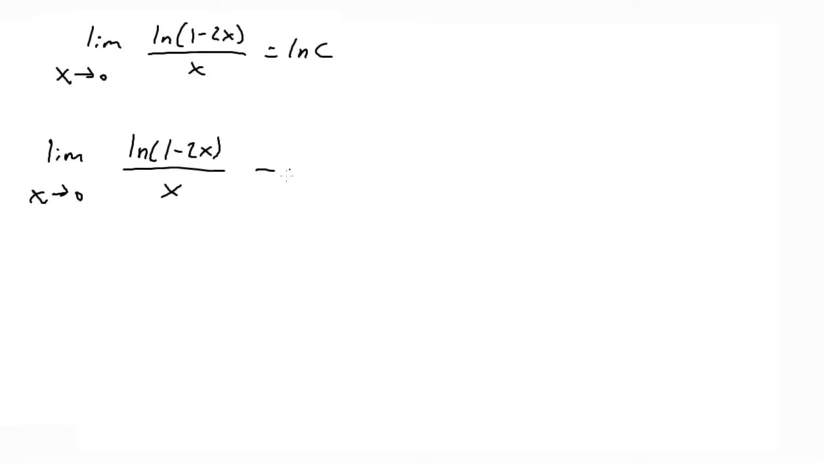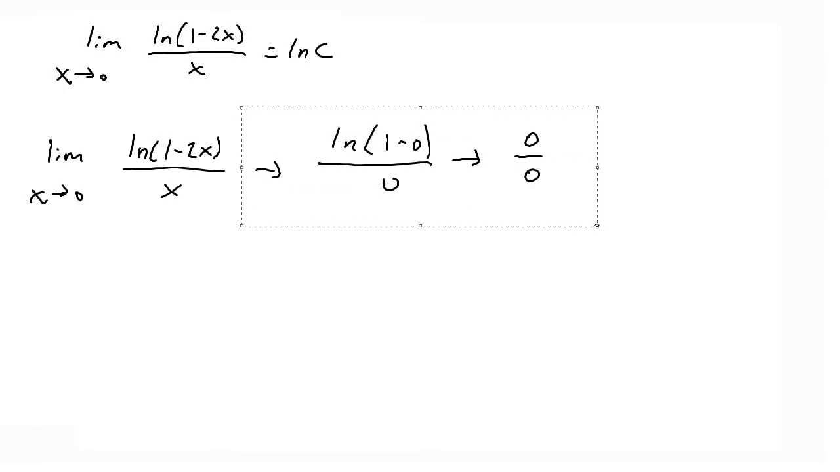Now if I use direct substitution here, plugging in 0 for x, we get ln of 1 minus 0 over 0. ln of 1 minus 0 is ln of 1. ln of 1 is 0. We do get 0 over 0, that indeterminate form, so we can use L'Hopital's rule.